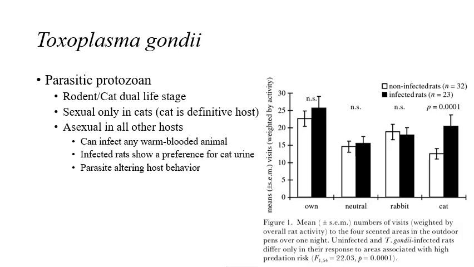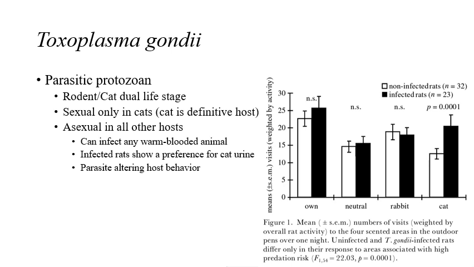Okay, so we're going to talk about this thing, and it's really, really interesting. It is a parasite known as Toxoplasma gondii, and it is a unicellular eukaryotic parasite, right? And it has what's known as a rodent-cat dual life stage. A lot of parasites have a dual life stage, wherein they have one host that they reproduce asexually in, and then another host that they reproduce sexually in. I don't know why. Parasites don't make a whole lot of sense to me.